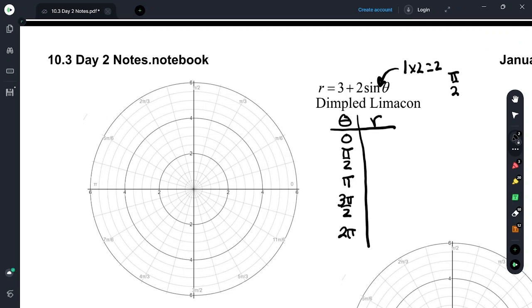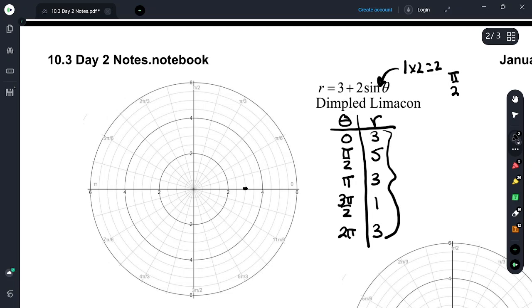Now we plug 0 in. Sine of 0 is 0, so that's 3. Pi over 2 is 1, that's 5. Pi is 0, that's 3. 3 pi over 2 is -1, so we get 1. And then 2 pi is back to 3. Now notice, none of these are 0, and none of those are negative. So this one never touches the pole. It never goes through the pole.